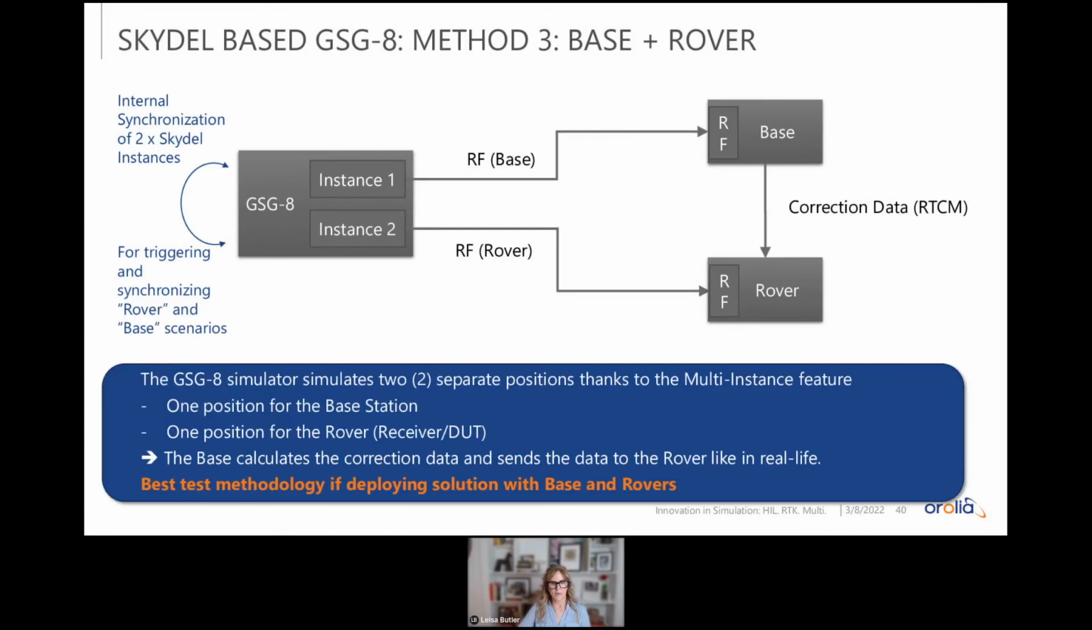The second option would be if you, the customer, have the base station. So you have both, and you want the simulator to send the signal to the base station, and then in this case, the base station would send the correction messages. So again, you would still need the multi feature. The GSG8 would be sending two signals, but the base station, since it's sending the RTCM messages itself, you would not need the plugin, the virtual RTK feature.